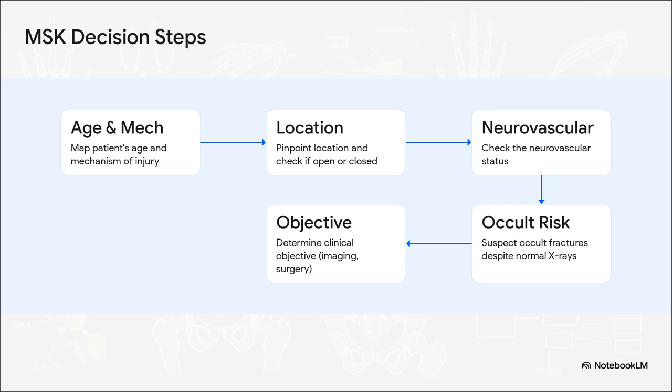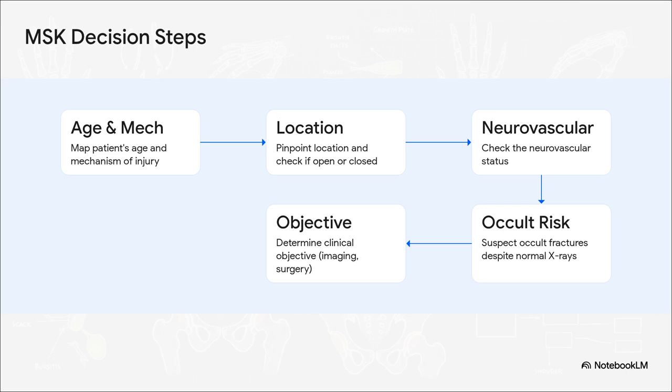Step 1, map the patient's age and mechanism. A fall in a kid means something entirely different than a fall in an osteoporotic senior, right? Step 2, pinpoint the location and immediately check if the stem says open or closed. Step 3, and this is literally where most points are lost. What is the neurovascular status?